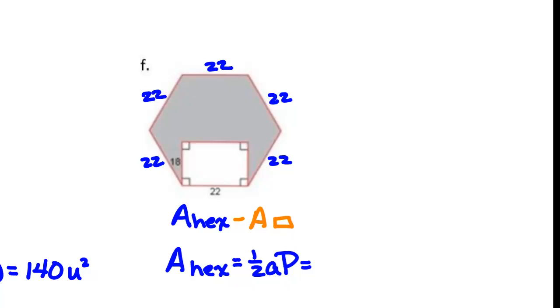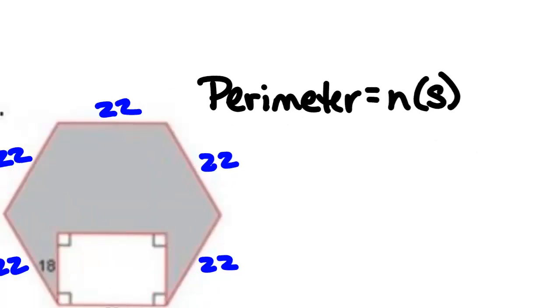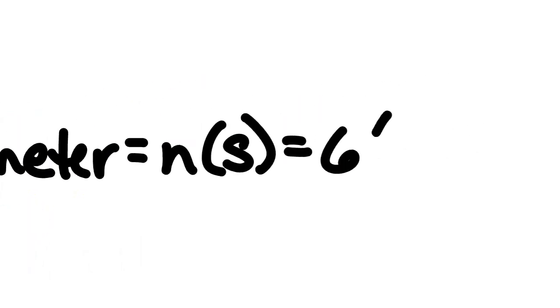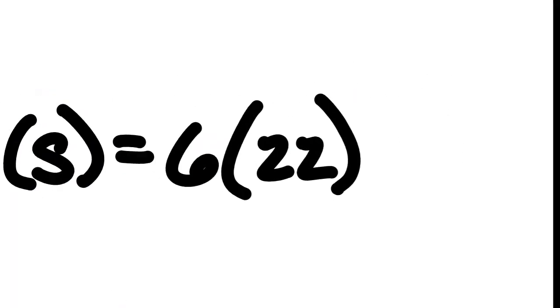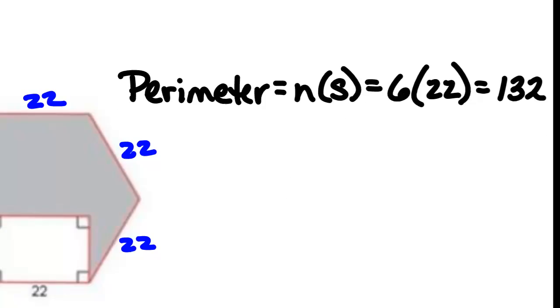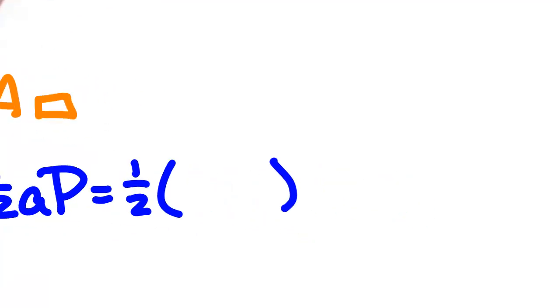Which one would be easier to find? Perimeter. How do we find the perimeter of this regular hexagon? Number of sides times the side length. How many sides do we have? 6, and each side length is 22. What is 6 times 22? 132, thank you. All right, so I'm going to look at my formula here. 1/2. I don't know the size of the apothem yet, so I'm going to leave some space. But we do know that the perimeter is 132.